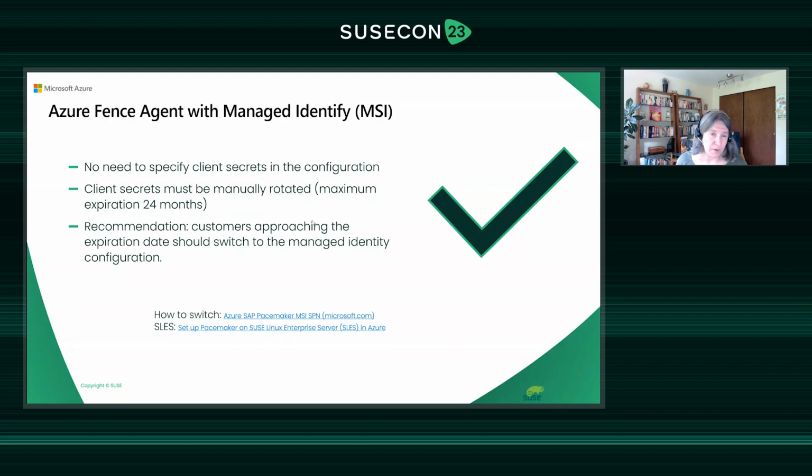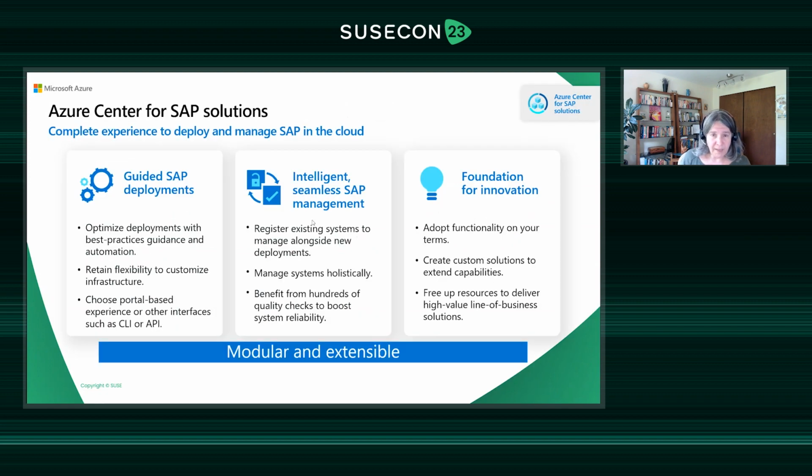So if you are a customer who already implemented Azure Fence Agent with SPN configuration, and you're approaching the expiration date of your client secret, now would be the time to take a look and switch the configuration to Azure Fence Agent with MSI. It's already documented, and we also have documentation guiding you how to perform the switch. Now, with that, I would like to hand off to Will to talk about the platform solutions that we offer for SAP workloads on Azure.